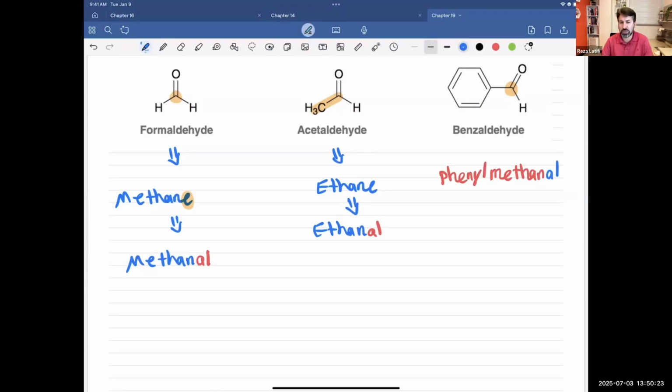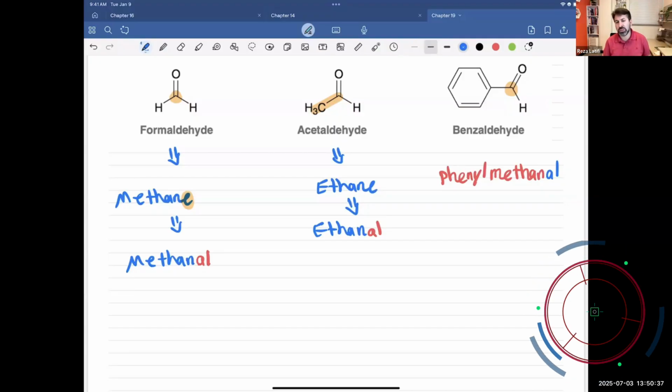And again, I'm telling you, there is more than one way to name these chemical compounds. The second you start adding carbons, or increasing the number of carbons in the main chain or parent chain, the number of names will be more than one.